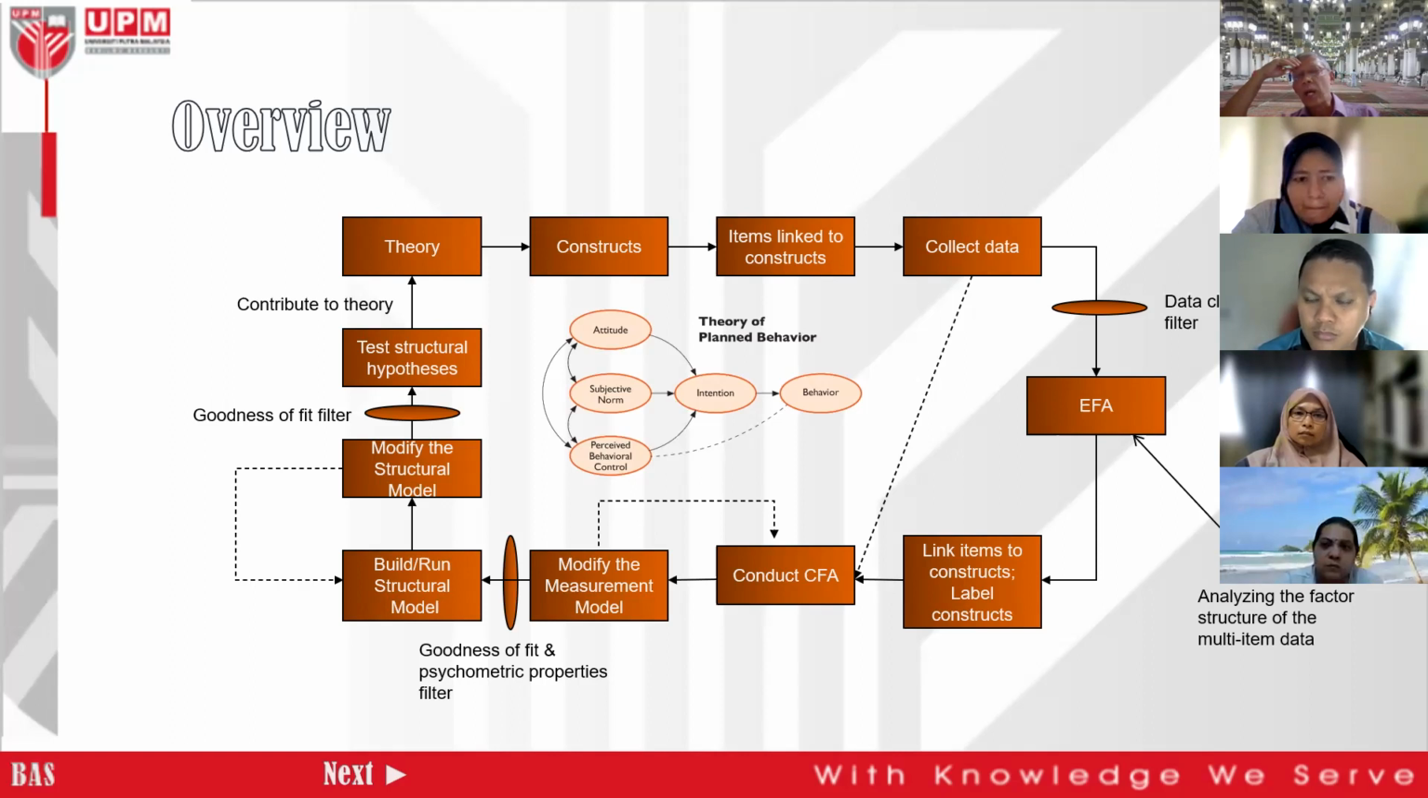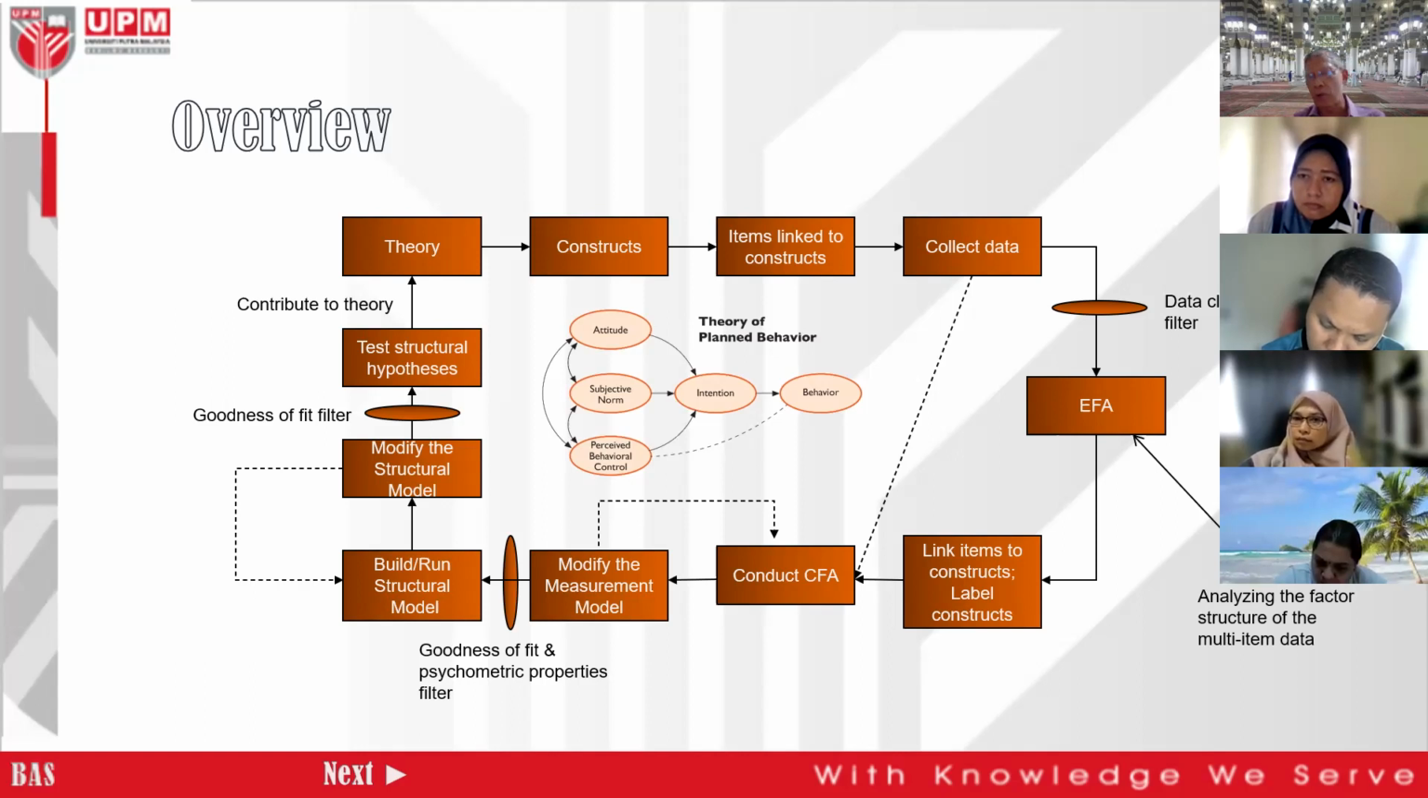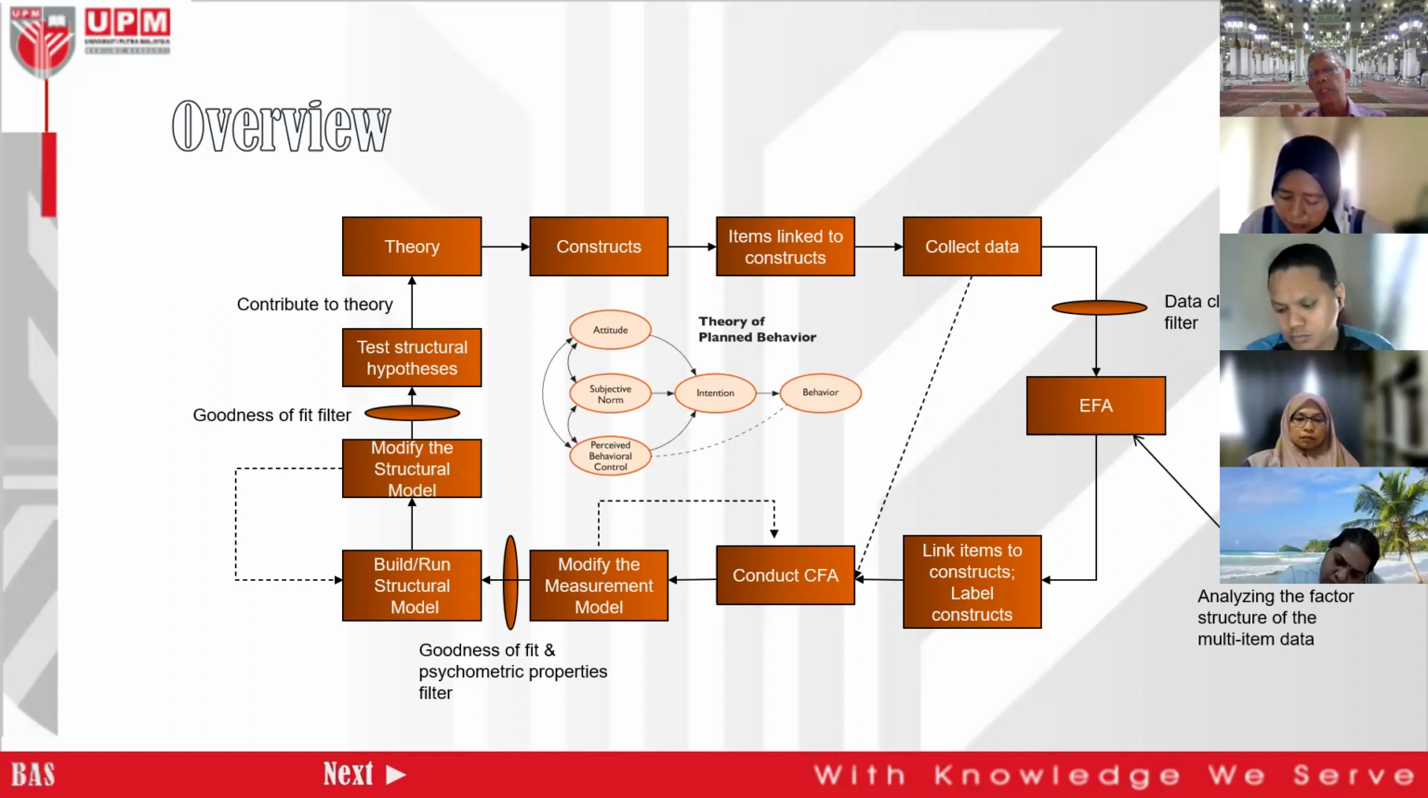Okay, there are different types of validity. We have face validity, content validity, right? But here we are talking about construct validity. Statistically, we want to test whether it meets construct validity. When we talk about construct validity, it comprises two types: one is convergent validity, the other one is discriminant validity. Convergent and discriminant.